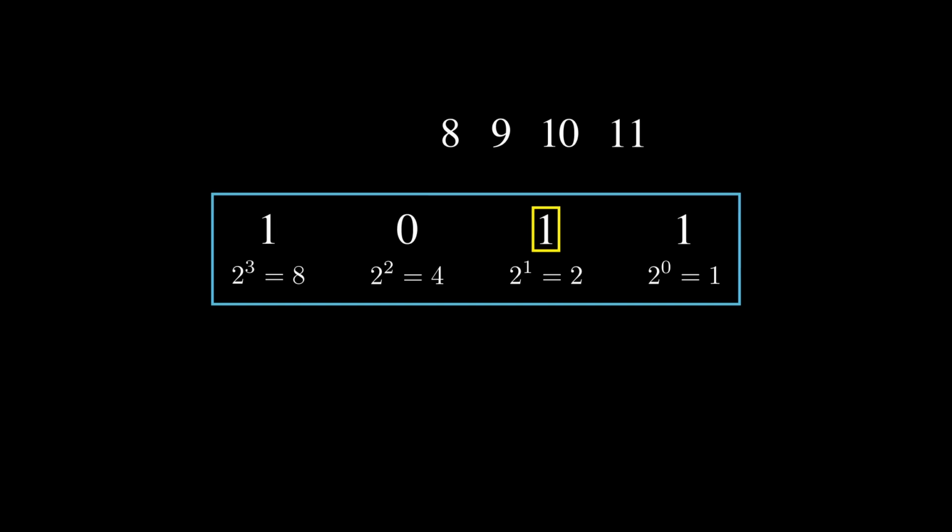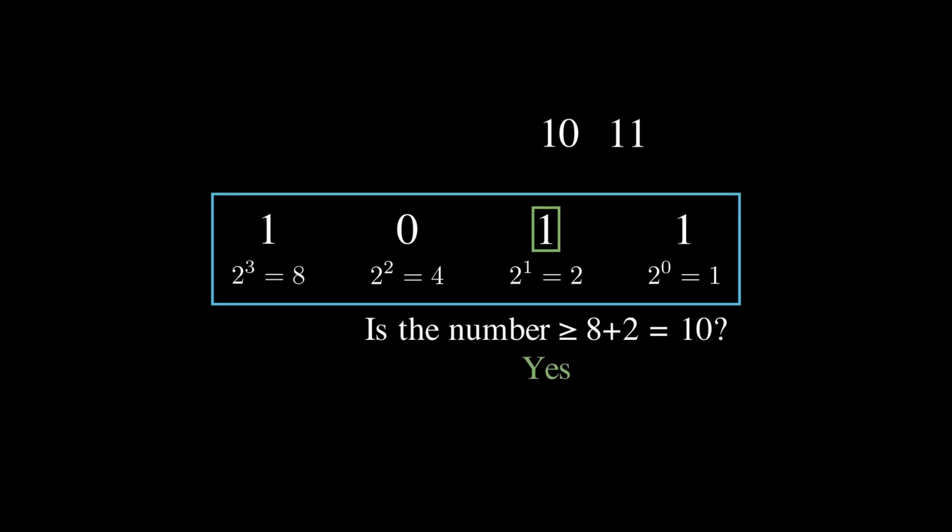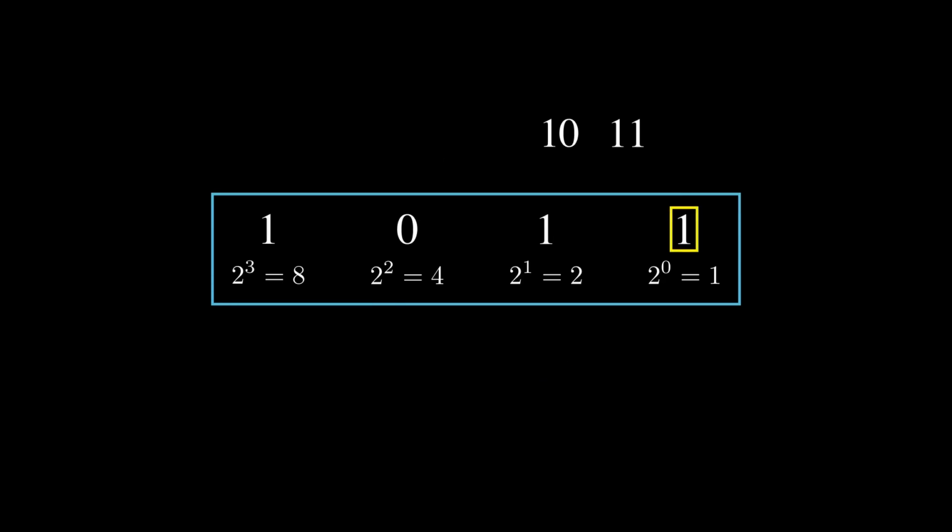Next, we're asking, is the number bigger or equal to 8 plus 2? The answer is yes, because it's a 1, and we eliminate 8 and 9. Finally, we're asking, is the number bigger or equal to 8 plus 2 plus 1, which is equal to 11? The answer is yes. We eliminate 10 and are left with 11. So it takes 4 bits to represent a number between 0 and 15, 15 included. The entropy is 4 bits.